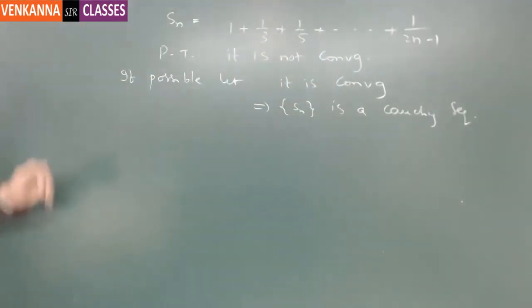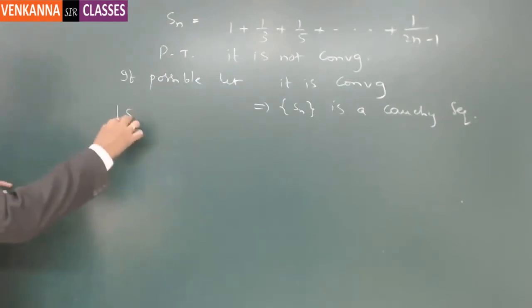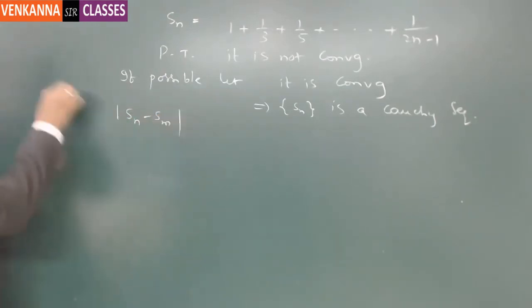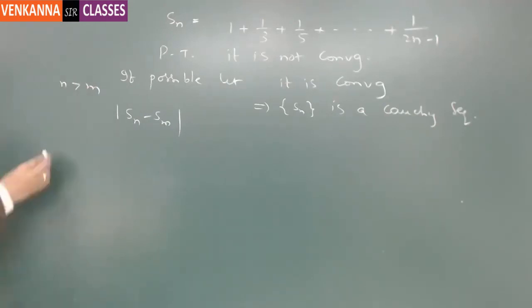So we do the same thing as before. You consider Sn minus Sm, where n is greater than m. So I will write the terms.